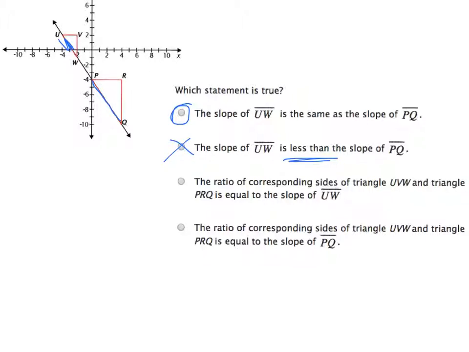The ratio of corresponding sides of triangle UVW and triangle PRQ is equal to the slope. Well, what that means is corresponding sides, so UV and PR are corresponding. And when you are finding the slope, you are not looking at corresponding sides of similar triangles. You're looking at the rise over the run. So it's not that one. The ratio of corresponding sides, it's not that one. So the first one is the only one that is true.